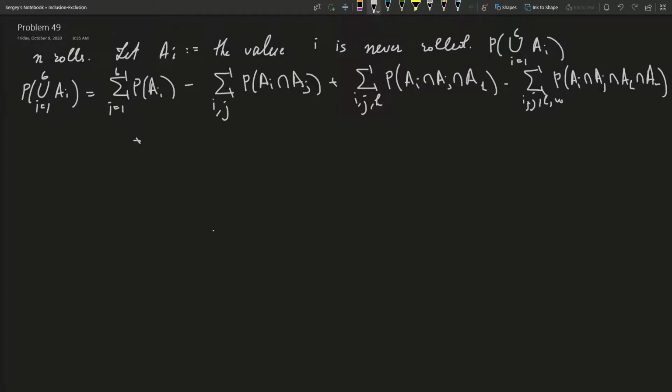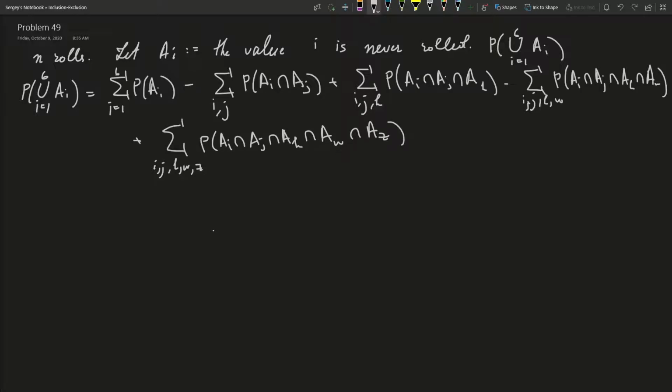And then finally, we add on the probability of 5 intersections of these events. So i, j, k, w, z. We add on the probability of A_i intersect A_j intersect A_k intersect A_w intersect A_z.